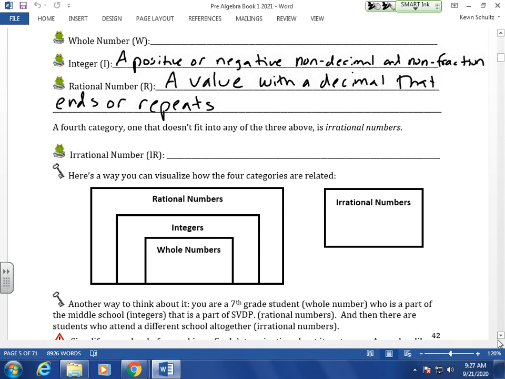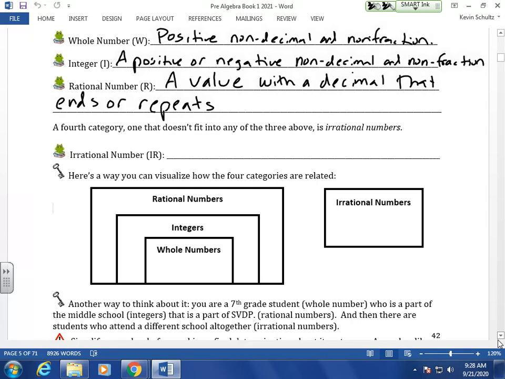Even more specific than that, let's get a little bit smaller here. What's a whole number? Anybody know? It's not a decimal. It's not a fraction. It's also not negative. So whole numbers are only positive, non-decimal, and non-fraction.